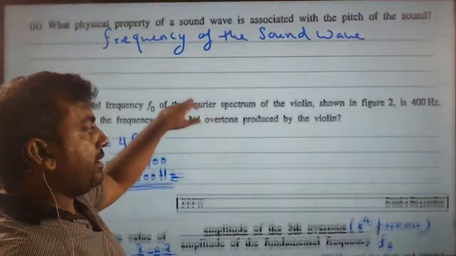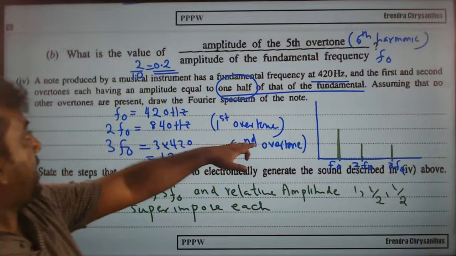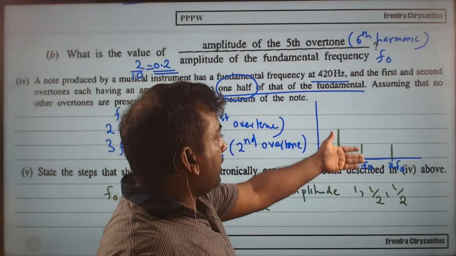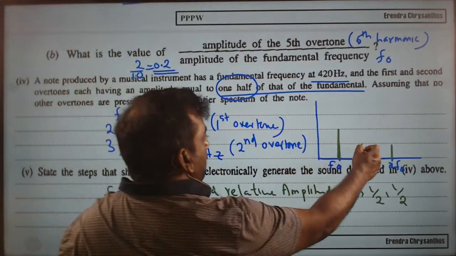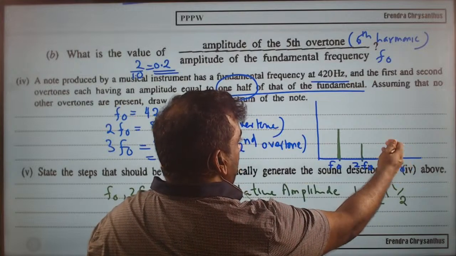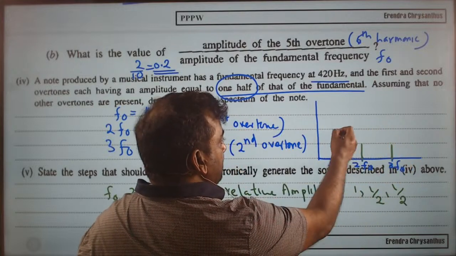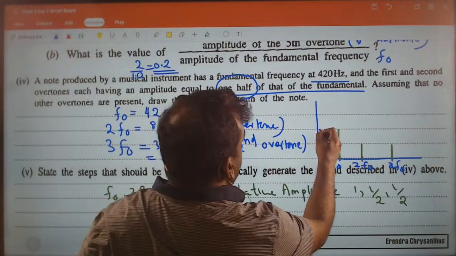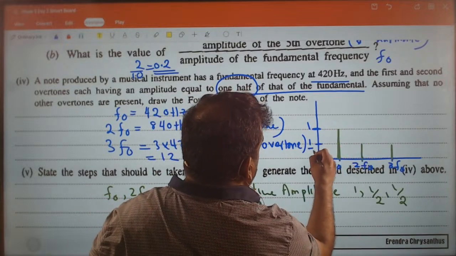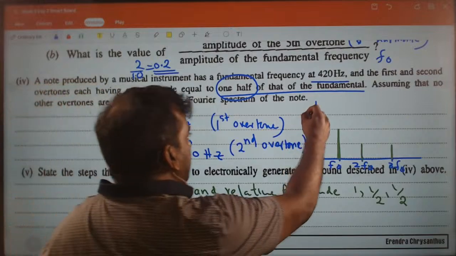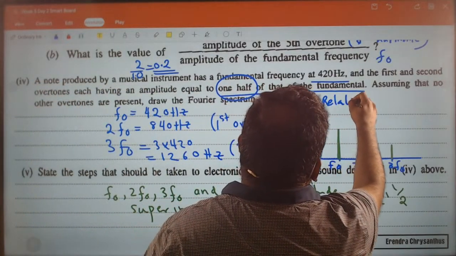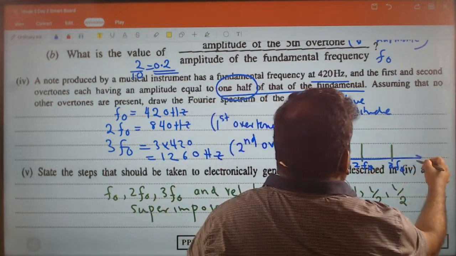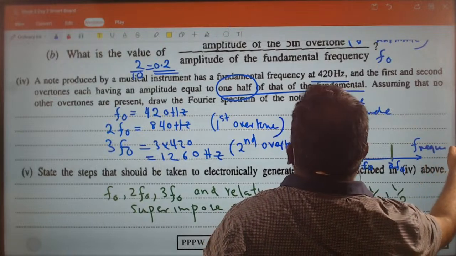Here we drew a relative amplitude for the violin. Sorry, for a musical instrument, relative amplitude is found. They are telling you the second and the third harmonics amplitude is half the first. So first one is double, so these are half. If I take this as 1, these are going to be half. These are the relative amplitudes. These are your frequencies. Frequency of vibrations. Okay, no?